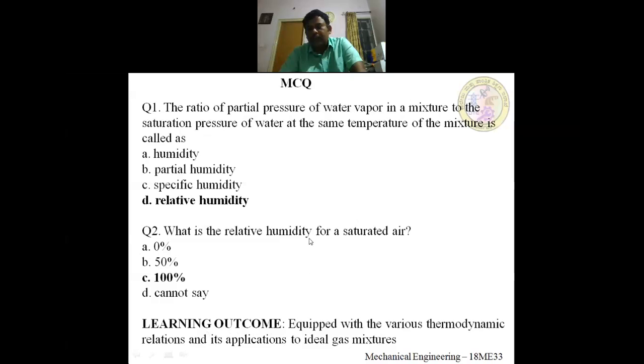So in today's class, you learnt about the different terms which are used in psychrometry, and you studied the important relations like Dalton's law, obtained the equations for specific humidity, and also equations like vapor density, enthalpy of moist air, and pressure of water vapor. You have to remember these equations by heart.